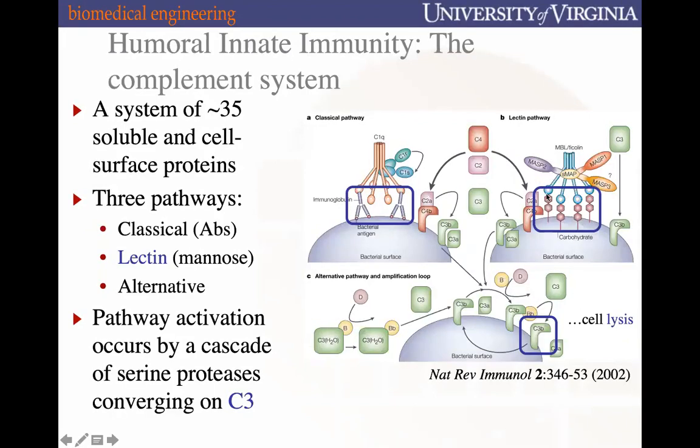So there are 3 different pathways for complement. Complement is kind of similar to the coagulation cascade, a long series of enzymes that act on one another that lead to a final outcome, in this case, destroying and killing a pathogen.